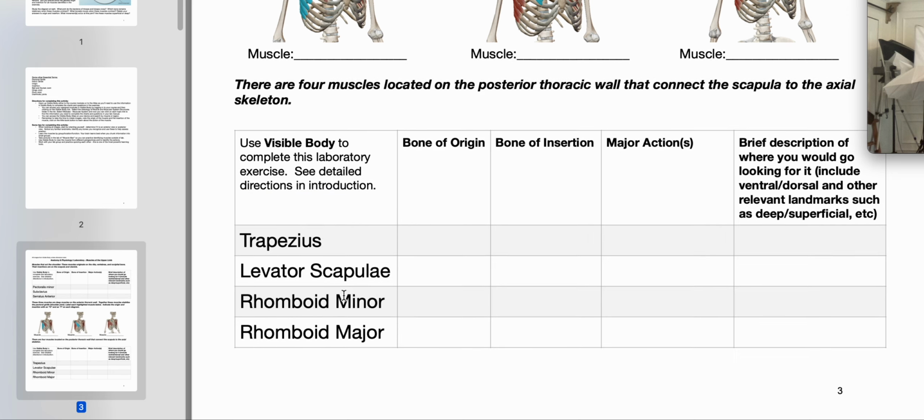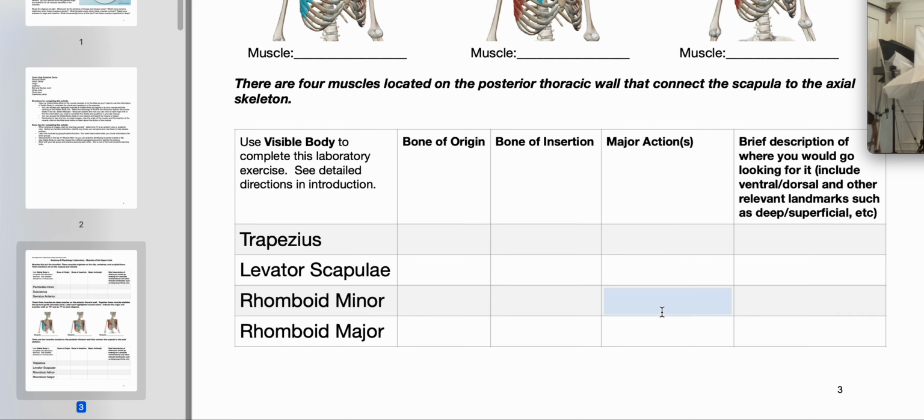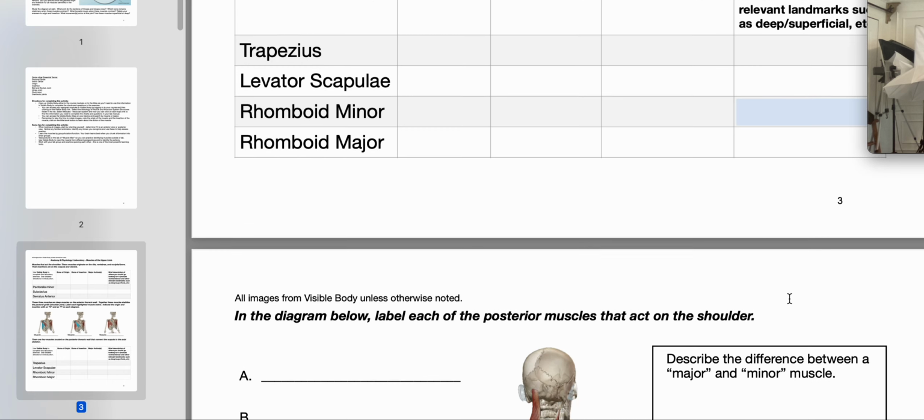So again, you're going to look these up in Visible Body, make sure you complete the major action, and then any other information that you think would help you to recognize it. I think it's really important to note whether a muscle is superficial or deep, because that can be really important for being able to recognize it on the practical exam.